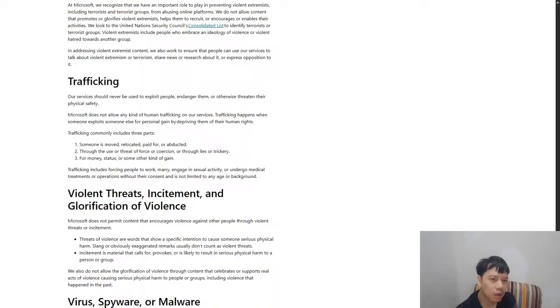Trafficking, human trafficking on our surface. Trafficking happens when someone exploits someone else for personal gain by depriving them of their human rights. Trafficking commonly. So we saw all of these rules and regulations.